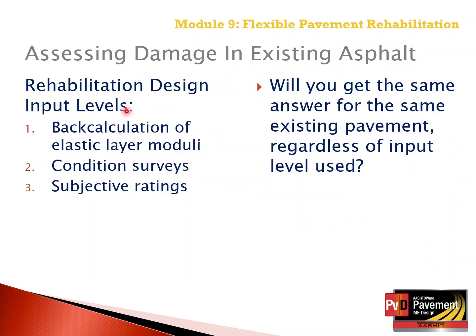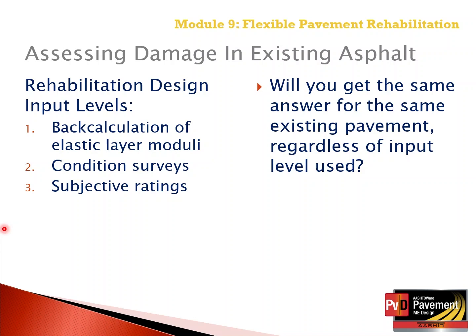So, in summary, there are 3 rehabilitation design input levels. The first one uses back calculation of elastic layer moduli to define the damage in the existing asphalt pavement. The second, input level 2, uses the results from the condition surveys to define damage of the existing asphalt pavement. And then the third is simply using subjective ratings to determine damage of the existing asphalt pavement.